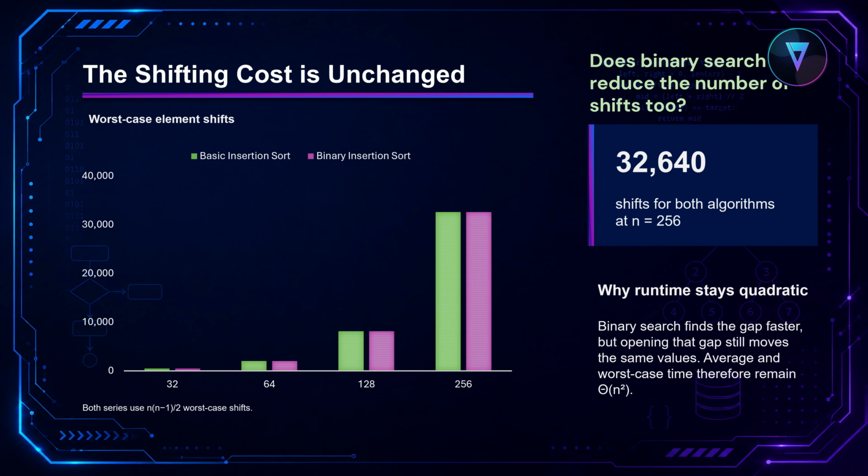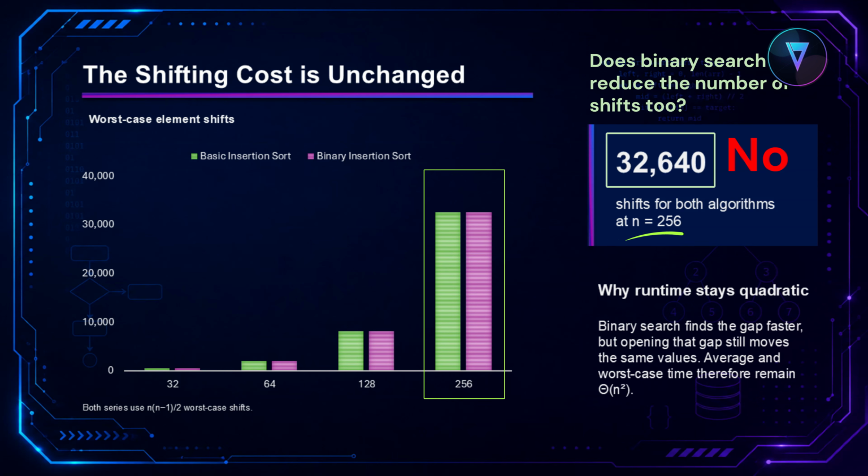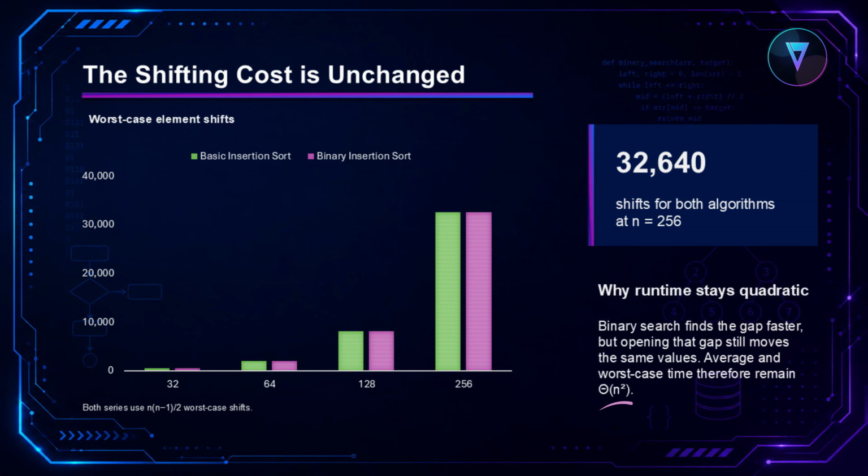Does binary search reduce the number of shifts too? No. With reverse sorted input, both algorithms must move every preceding element before inserting the key. When n equals 256, both perform 32,640 shifts. That unchanged movement cost keeps the average and worst case time at O of n squared.